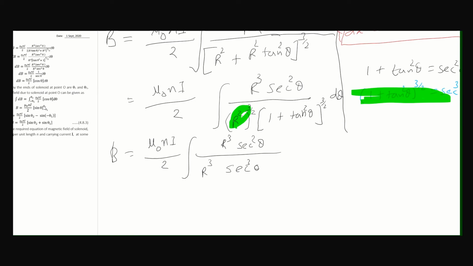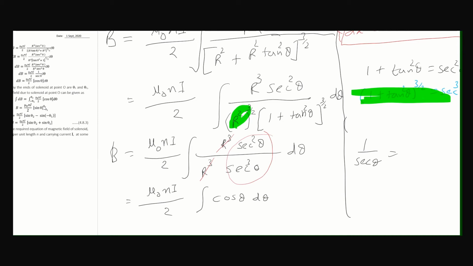So now what I am left with, mu 0 n I by 2, r cube and r cube get cancelled out. Sec square theta by sec cube theta is 1 upon sec, and 1 upon sec is nothing but cos, so I have cos theta d theta, okay, because 1 upon sec theta is cos theta. And what should be the limit of integration? Just like the previous case, minus theta 1 to plus theta 2.